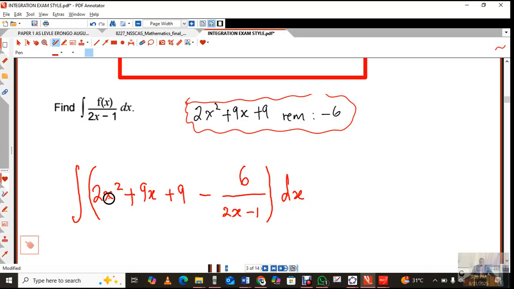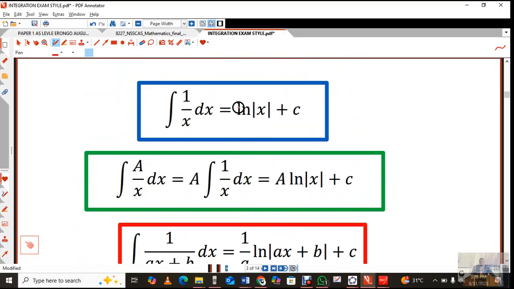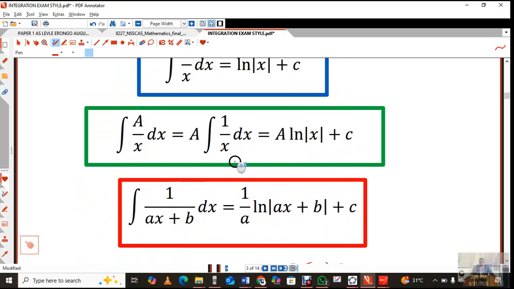Now, you might be able to integrate 2x squared plus 9x plus 9. But what about this 6 over 2x? And that is where this comes in handy, that I'm showing you, how to integrate the natural log, or 1 over x giving you the natural log, and stuff like that.